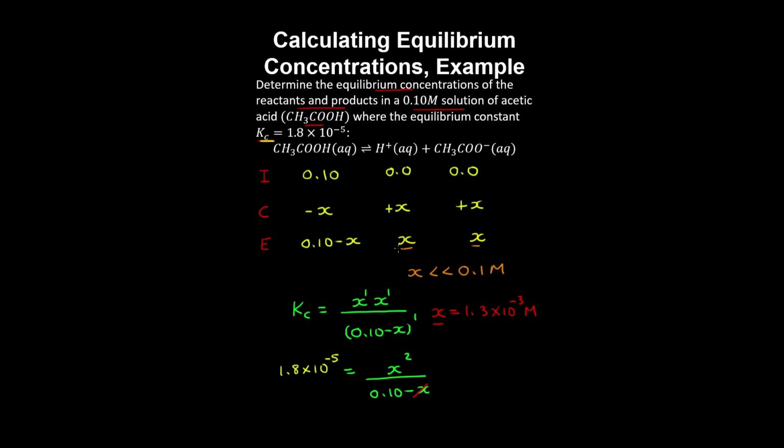So that's equal to the concentration of the products, and then subtracting from 0.1, we obtain the equilibrium concentration of the reactant. And you can verify that this approximation is valid by substituting into the original equation and verifying that both sides are almost equal.